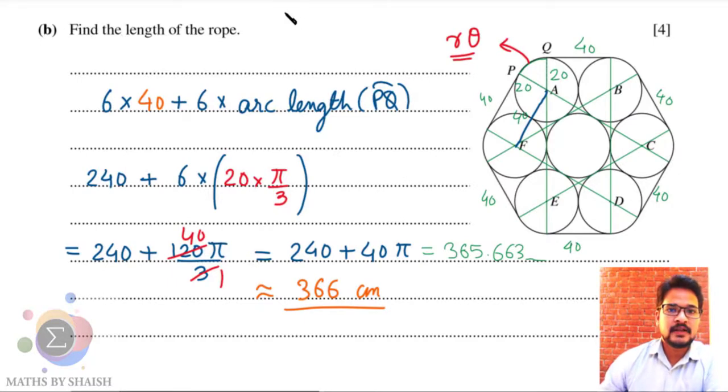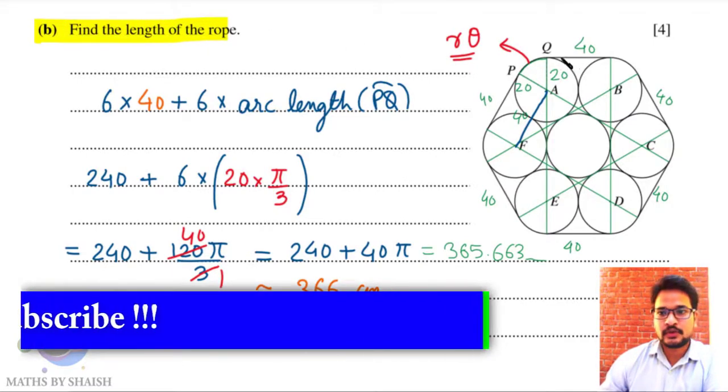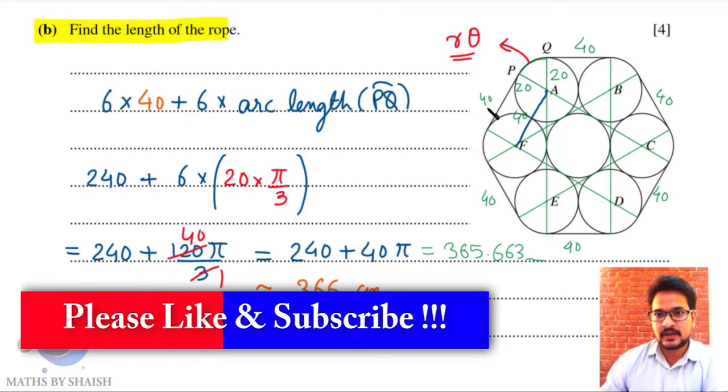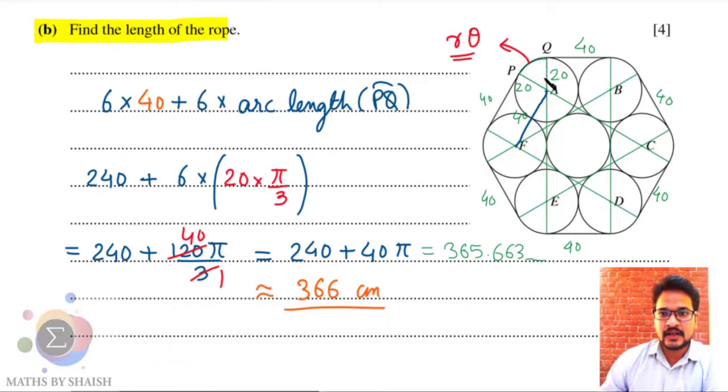And B part, find the length of the rope. Length of the rope means we are going to find the complete length here. So first of all, we have the angle here, let's say pi by 3, it is given, we have solved it also, and the radius is 20. So if we join the two along this point, it is going to be 20 plus 20, 40. So this is 40. Similarly, there are 6 sides of 40, so we get 6 lengths of 40.